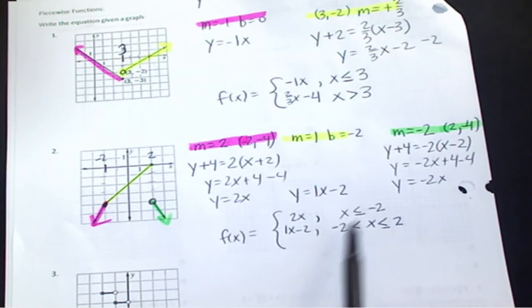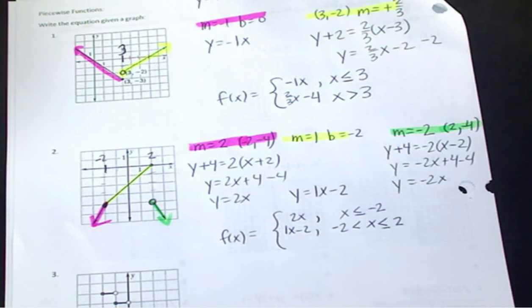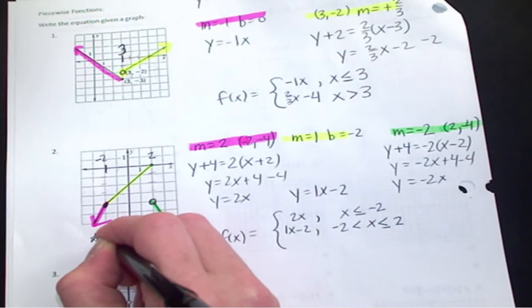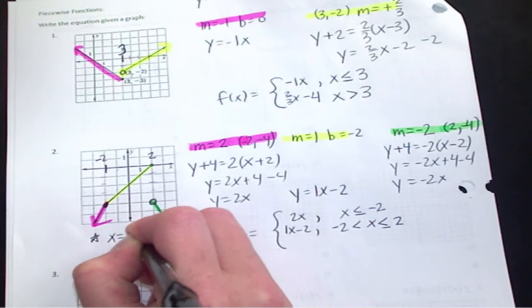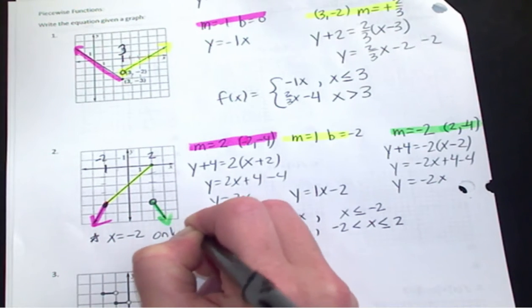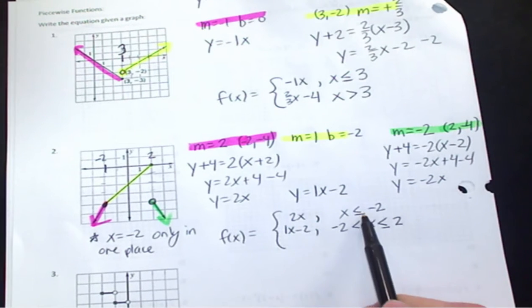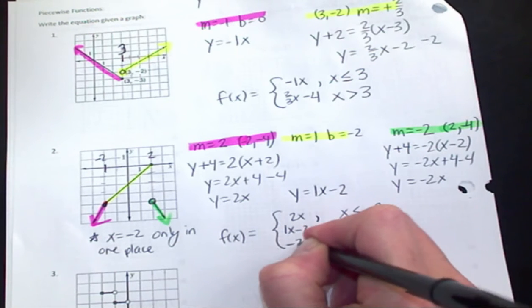Now notice that -2 is only filled in one place, right? It's a function. You can't fill it in twice. You can only fill in your x values once. Now, does it matter if I put my equals here or here? No. It just can only be in one place. X equals -2 only in one place. Right? You can only equal -2 once. It's a function, 1x. Okay, and then the last one, -2.